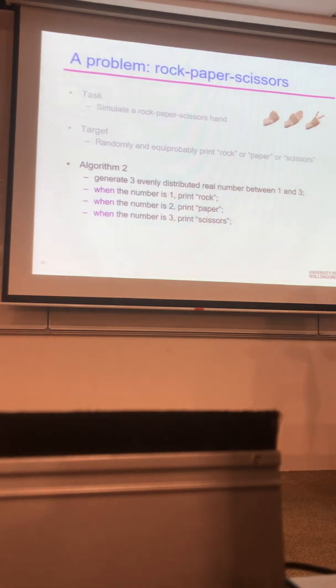So our second algorithm is to generate an evenly distributed real number between 1 and 3, rather than an integer number between 1 and 3. When the number is 1, we print out rock. When the number is 2, we print out the paper. When the number is 3, we print out the scissors.